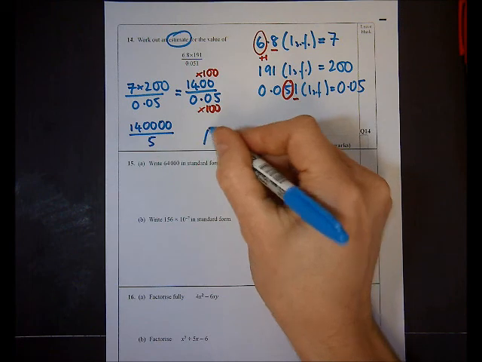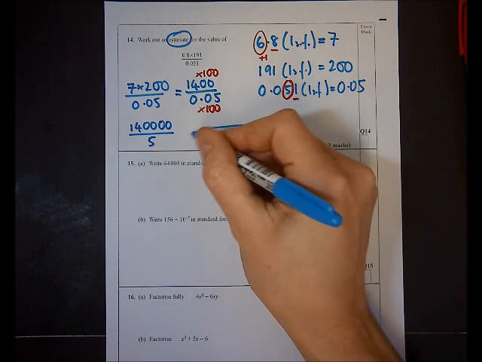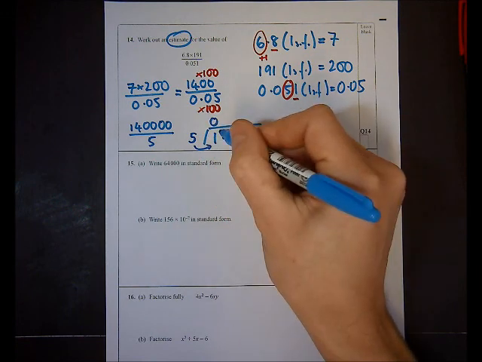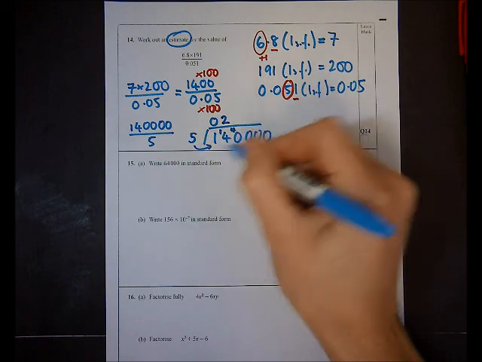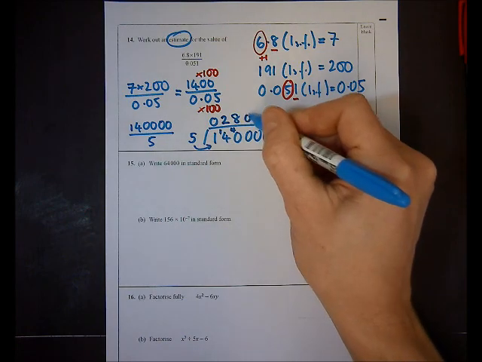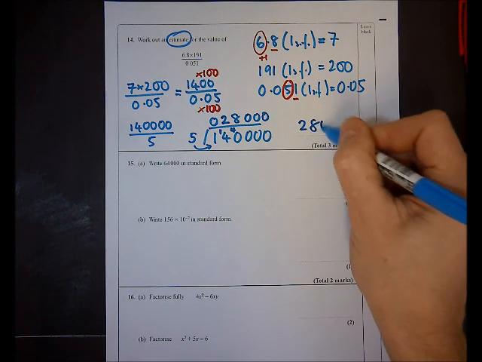Now, non-calculator, so I'm going to have to use the bus stop to do that division. 5 doesn't go into 1. Carry the 1. 5's into 14 is 2. Remainder 4. 5's into 40 is 8. And then I've got 3 more zeros to add on as I do the division. So my answer is 28,000.